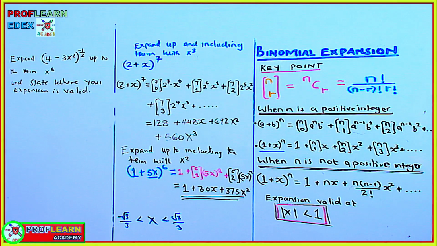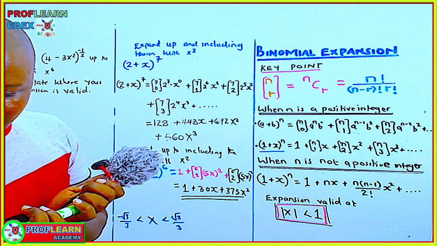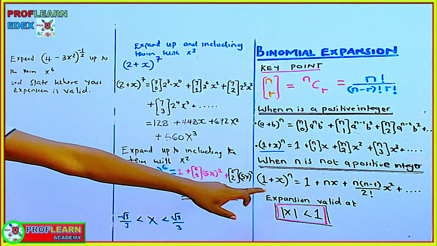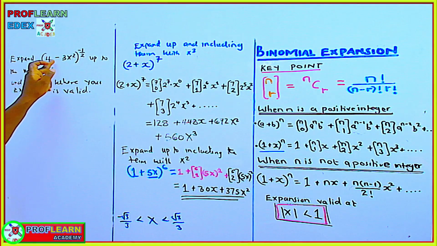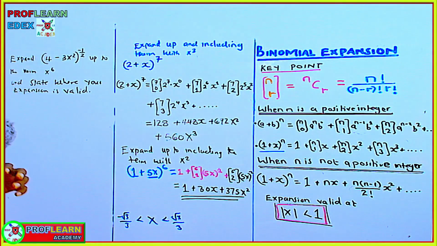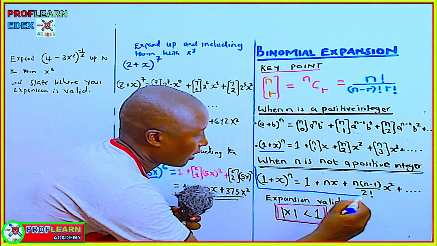And also we are going to state where our expansion is valid. Now, what I was saying is that the way the expansion is given, we cannot apply this formula because we don't have 1 at this particular point. We have to find a way in which we can treat this so that we can have 1 here, then apply this formula that we have at this point.